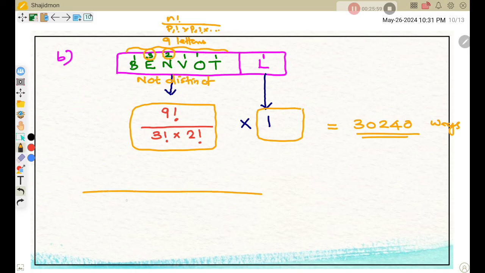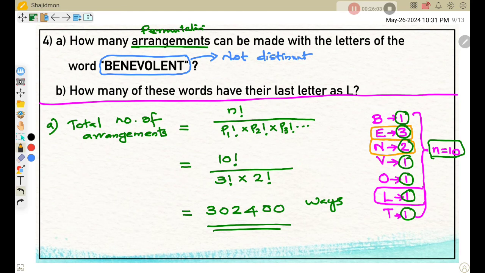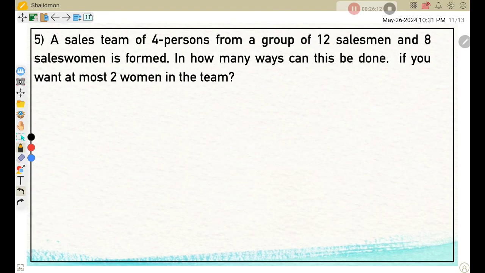I hope you understood the question here, the B part. So these are the two parts here. First, we are finding totally how many arrangements we can do. Second question is, with the last letter L, how many permutations we can create. So I hope that question is clear.